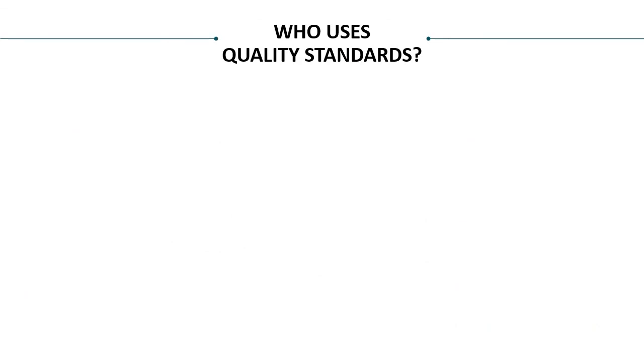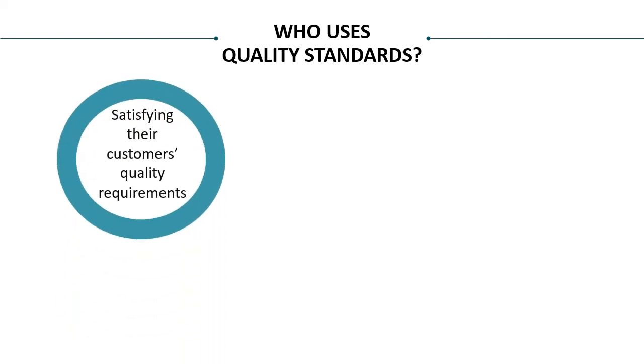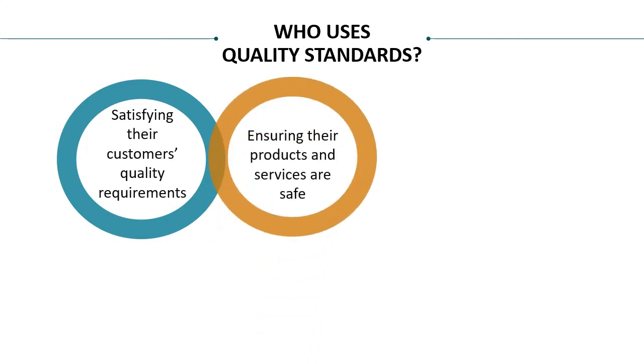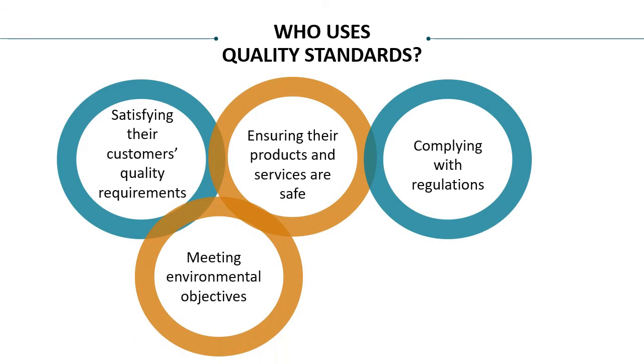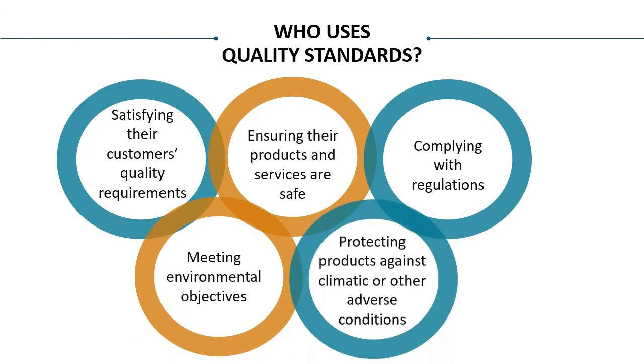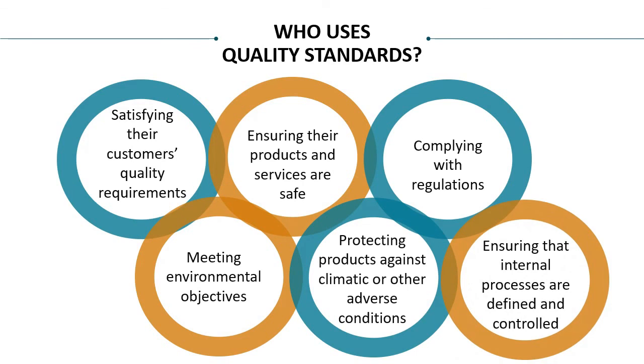Who uses quality standards? Organizations use quality standards to meet their objectives, such as satisfying their customers' quality requirements, ensuring their products and services are safe, complying with regulations, meeting environmental objectives, protecting products against climatic or other adverse conditions, and ensuring that internal processes are defined and controlled.